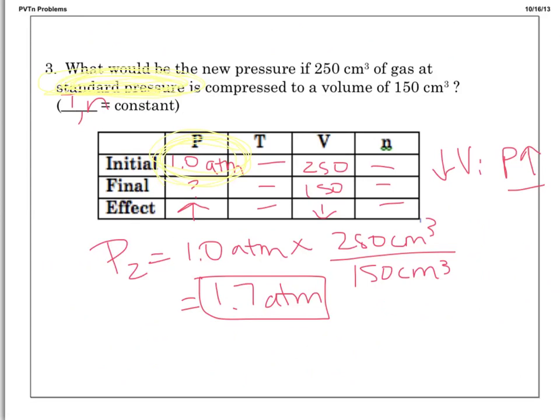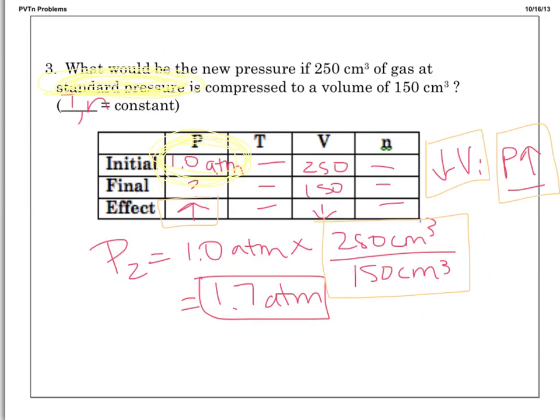Also, we notice that the volume goes down. Now, when the volume goes down, we want to remember that the pressure goes up because it's an inverse relationship. So therefore, our pressure is going to go up. If the pressure is going to go up, then we want to use this version of the ratio. We want to have 250 on top, 150 on the bottom.